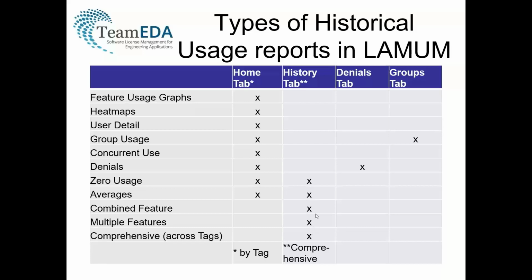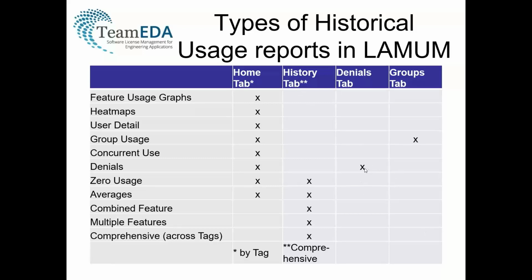Multiple features as well is under the History tab. That's if you want to see multiple features, same ported host, same tag, plotted on the same graph. And then we have these comprehensive reports across all the tags. So the main thing, in other words, some of these are available as comprehensive reports, and they're fairly large because they are across all your tags. And those are under the History tab.